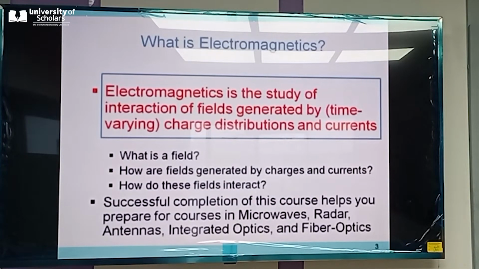And we will begin by first defining electromagnetics in its broadest terms. Electromagnetics is essentially the study of interaction of fields that are generated by time-varying charge distributions and currents. Now, this definition probably does not mean anything to you at this point, because the question you can immediately ask is, what is a field?